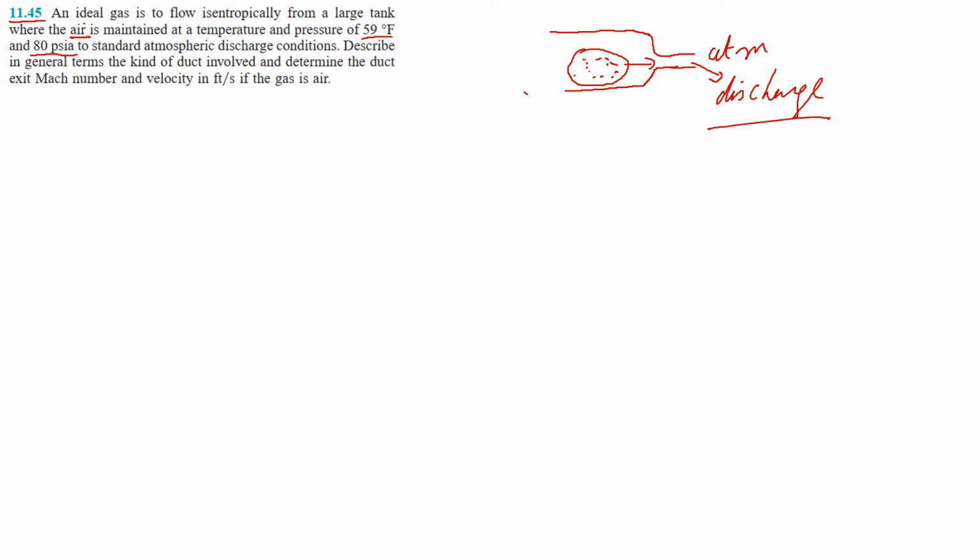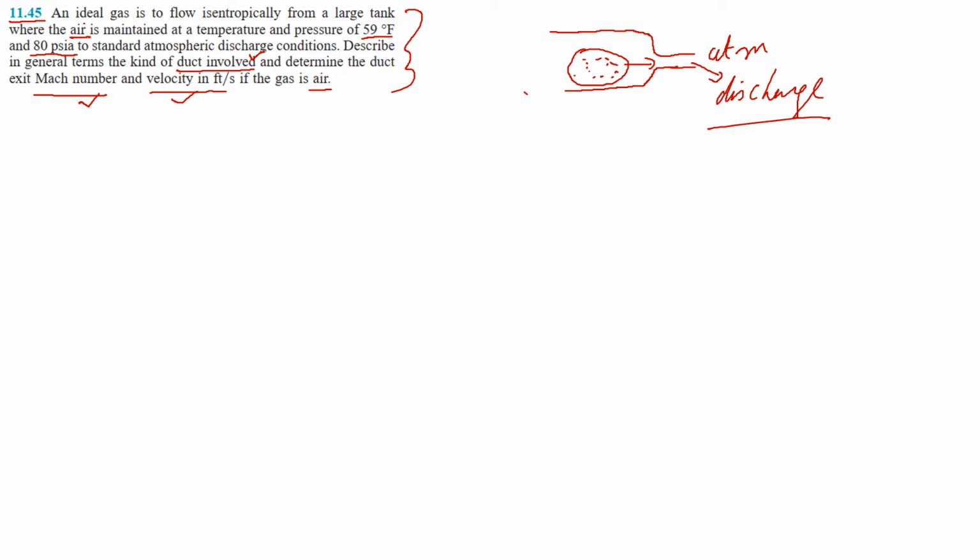Describe in general terms the kind of duct involved, and determine the duct exit Mach number and the velocity in feet per second if the gas is air. So we are going to find the Mach number and the velocity, and from these two findings we will determine which type of duct was involved in this whole scenario.